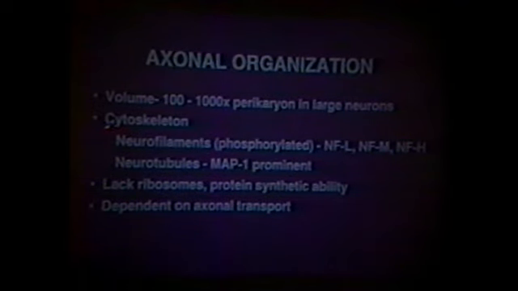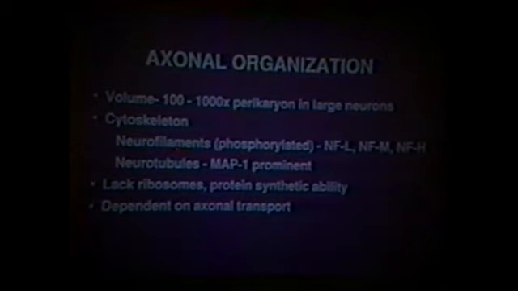As I mentioned, the axon, when you look at the organization of the axon, it can be quite extensive in large neurons. The cytoskeleton contains neurofilaments, of three molecular weights: light, L, medium, M, and heavy, H. And it's the last two, the medium and heavy neurofilaments, which may be phosphorylated. And there are also neurotubules. And this forms, as I say, the cytoskeleton. As I mentioned earlier, there's a lack of ribosomes in the axon and therefore a lack of protein synthesis, and therefore this long process is dependent on axonal transport.